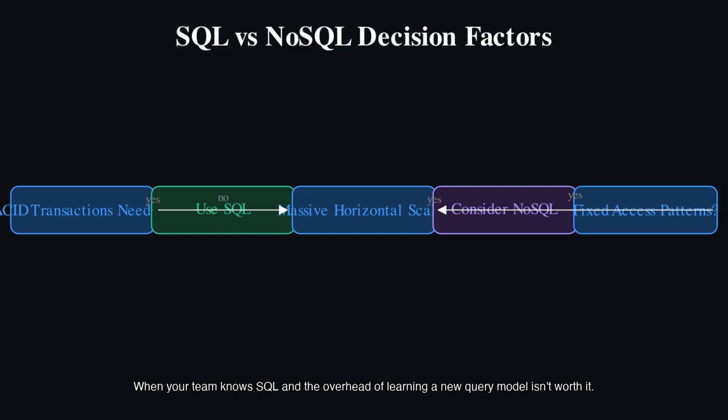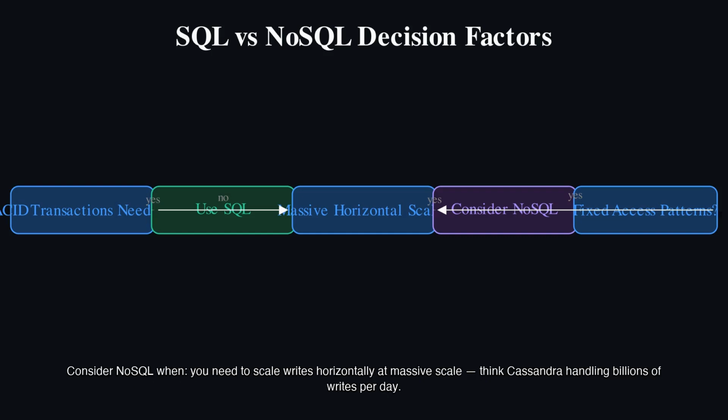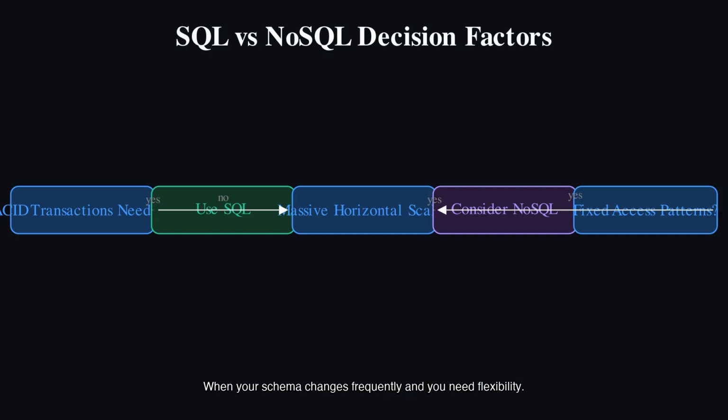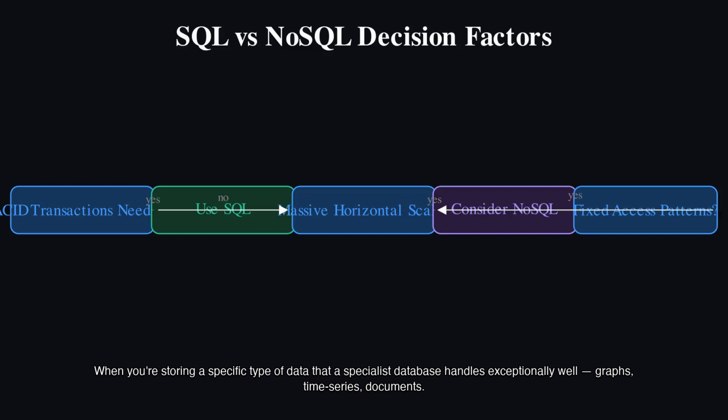Consider NoSQL when you need to scale writes horizontally at massive scale. Think Cassandra handling billions of writes per day. When your schema changes frequently and you need flexibility. When your access patterns are simple and well-defined, you know exactly what queries you'll run. When you're storing a specific type of data that a specialist database handles exceptionally well: graphs, time series, documents.